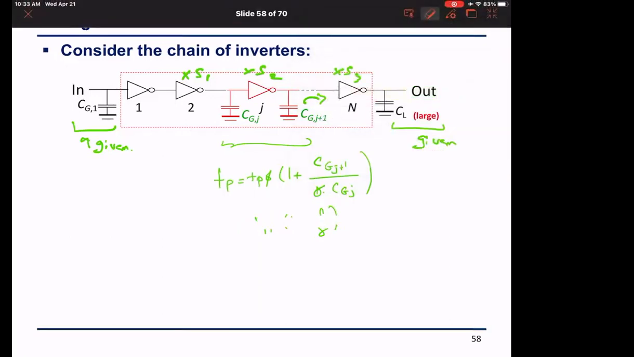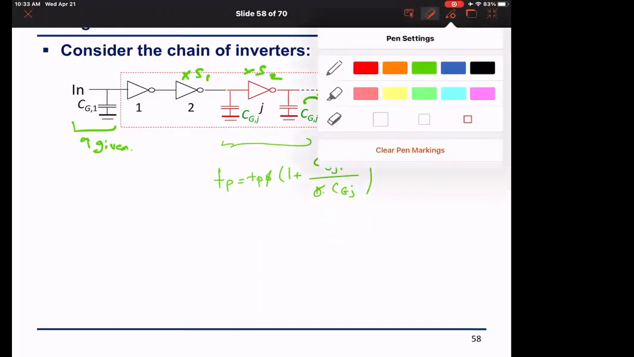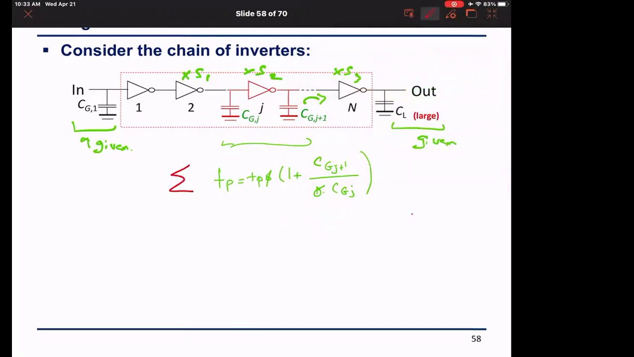The total delay, how can I write the equation for the total delay? The equation for the total delay is going to be the summation over all the stages from 1 to n of TPI, meaning TP0 times 1 plus CGJ plus 1 over gamma CGJ. This is the total delay, where for the nth stage, CG n plus 1 is the load capacitor, the external load of the last stage. Great. Let us see now what the math is going to tell me.